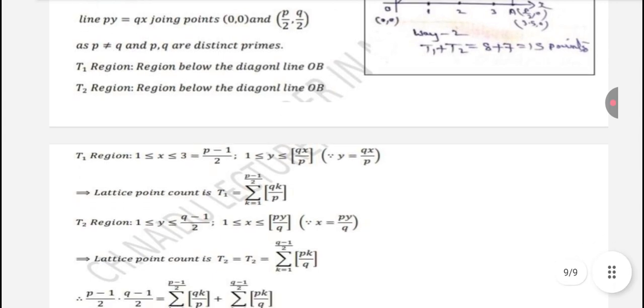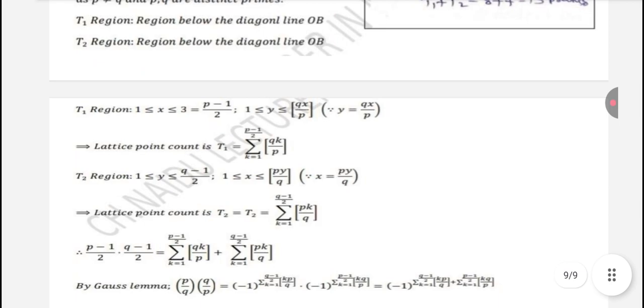In the region T2, where y lies between 1 and q minus 1 by 2, the value of x will lie between 1 and the integral part of py by q. So the lattice points in T2 are summation of pk by q, k running from 1 to q minus 1 by 2. Therefore the total number of points, p minus 1 by 2 into q minus 1 by 2, are nothing but summation of the integral part of qk by p, k running from 1 to p minus 1 by 2, plus summation of the integral part of pk by q, k runs from 1 to q minus 1 by 2.